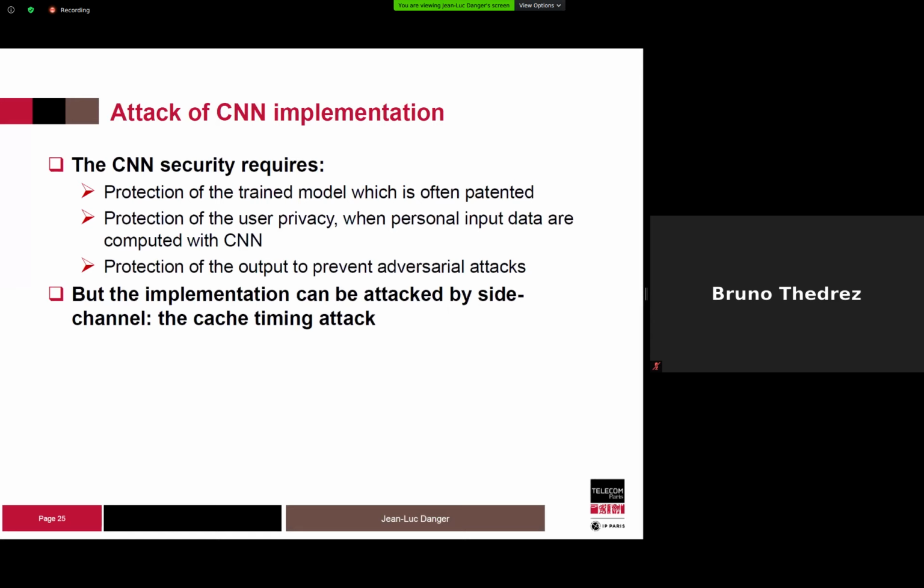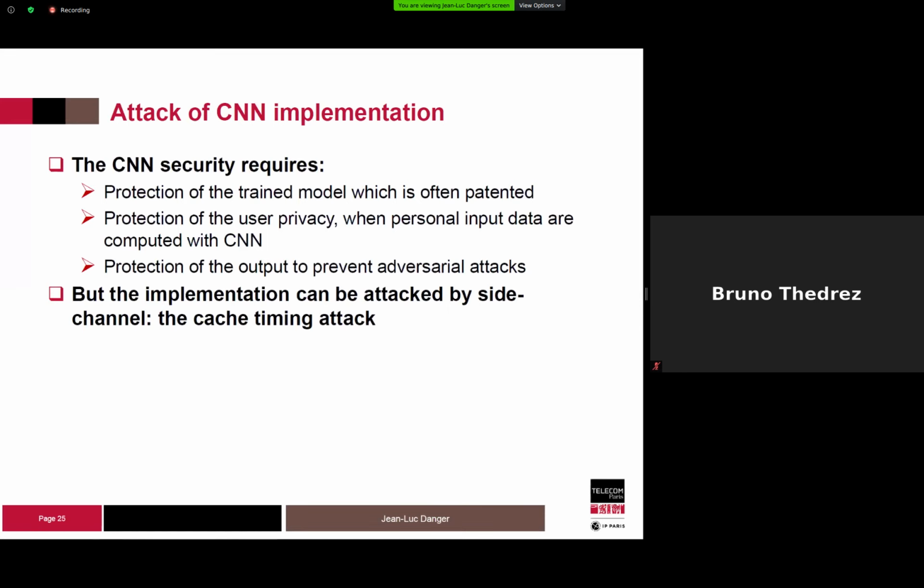Okay, if you consider a CNN, there is a lot to protect, especially the hyperparameters and parameters of the trained model, which is often patented because it's a very complex algorithm, and it's very difficult to get a very efficient NN. But you also need to protect the input, to protect user privacy, and the output, to prevent adversarial attacks.